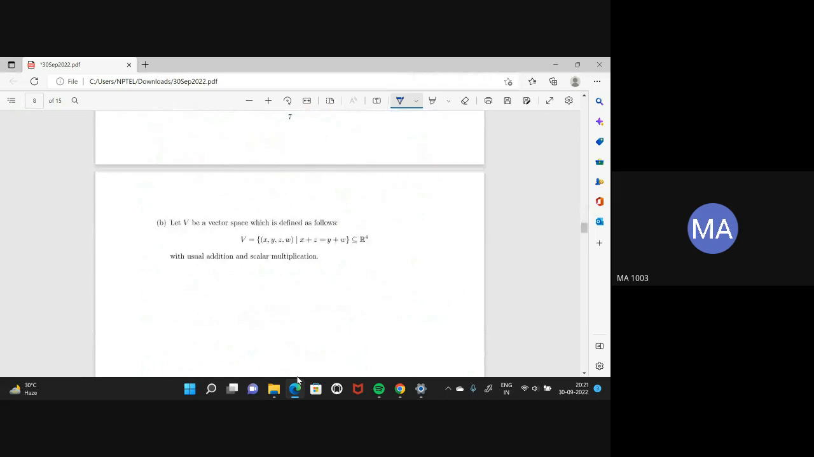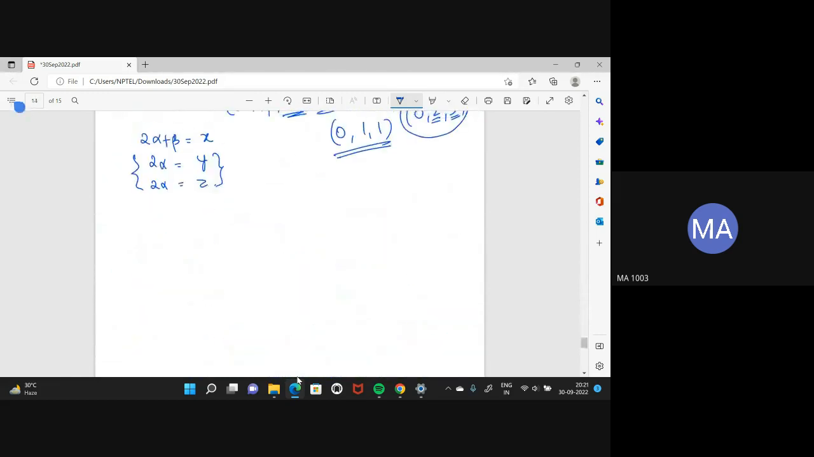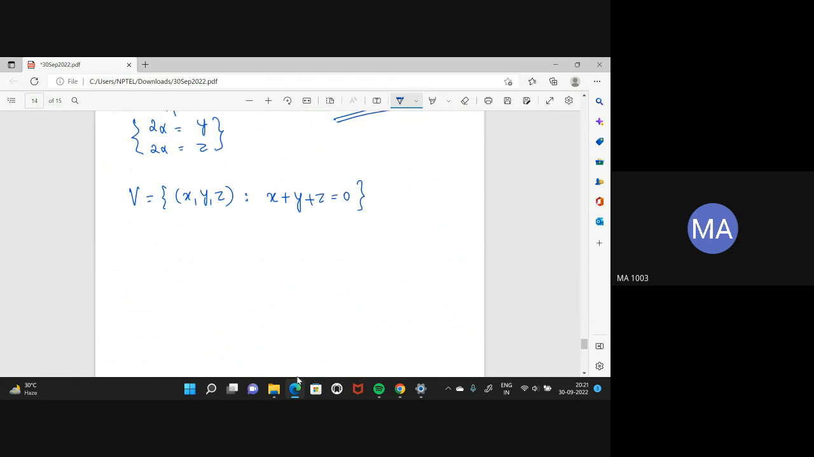Okay. Now suppose the vector space is the set of all x, y, z such that x plus y plus z is equal to 0. Is this a subset of R, R2, R3, R4? What is it a subset of? R3. Why? Because it has 3 components and hence it is a subset of R3.